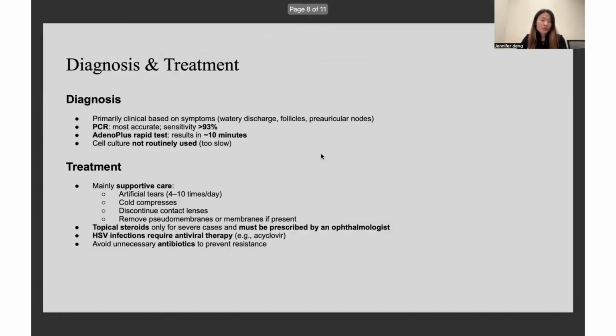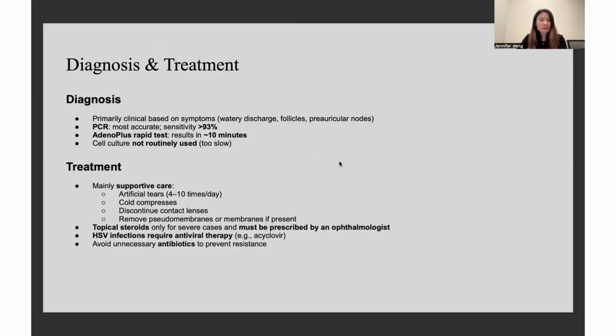The diagnosis of viral conjunctivitis is usually clinical, based on watery discharge, follicles, and preauricular lymph node tenderness. When confirmation is needed, PCR is the most accurate test, and the AdenoPlus rapid test can identify adenovirus within minutes. Routine cultures are rarely used because they take too long.